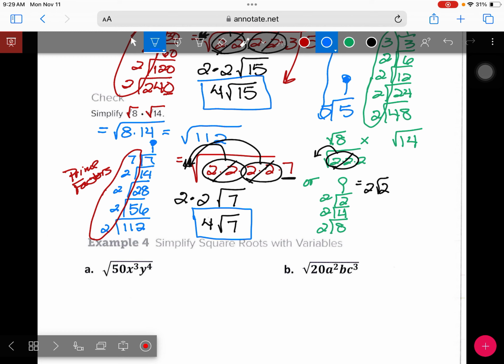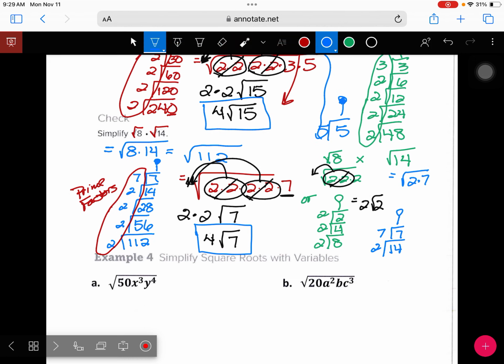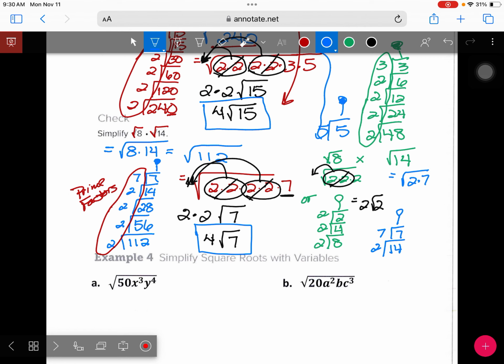14 divided by 2 is 7. Divided by 7 is 1. So this simplifies to the square root of 2 times 7. I can't do either one of those, okay? But remember, we have to multiply these together.